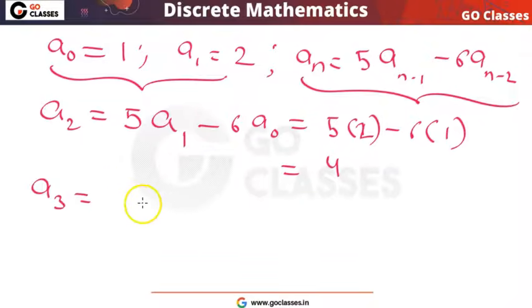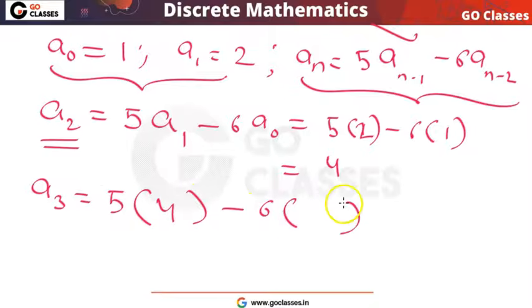Now we can calculate a3 also. From this equation, a3 is basically 5 times the previous term, 5 times a2, minus 6 times a1. So what will this value become? Sorry, this value will become 8. So this a3 will become 8.